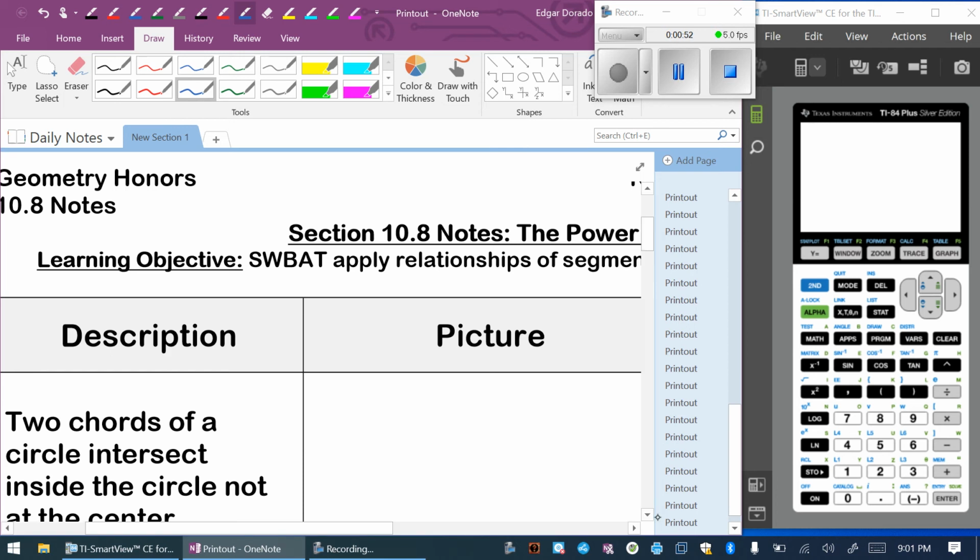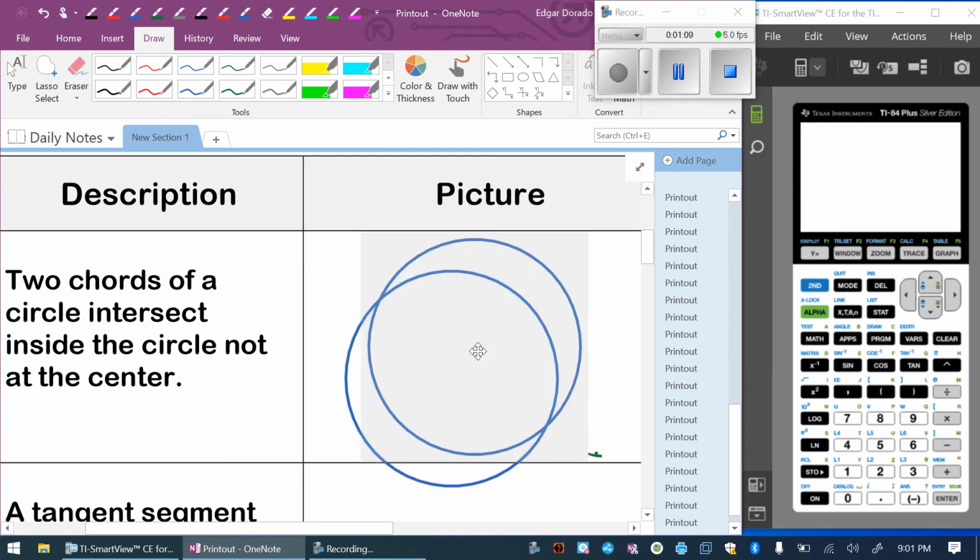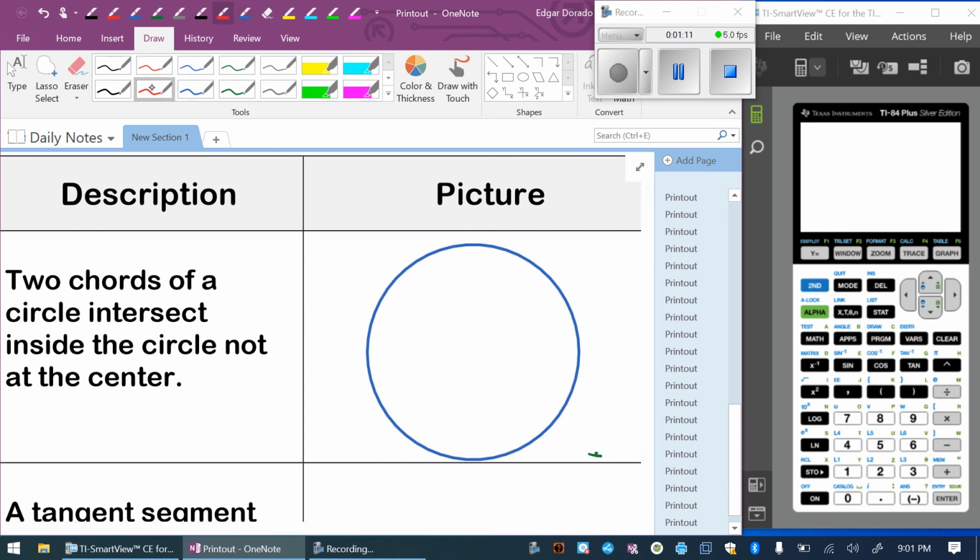So let's go ahead and get started here. The first thing we're going to talk about, guys, is what happens when we have two chords of a circle that intersect inside of a circle, but not at the center. So let's actually go ahead and draw a diagram that shows that. So here's a circle. We have a center. Let's say I have a chord here and I have a chord here. Okay, so those are my two chords.